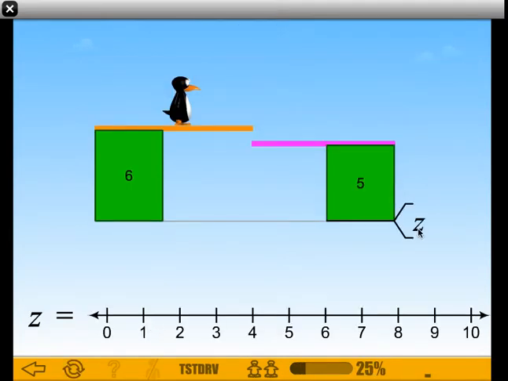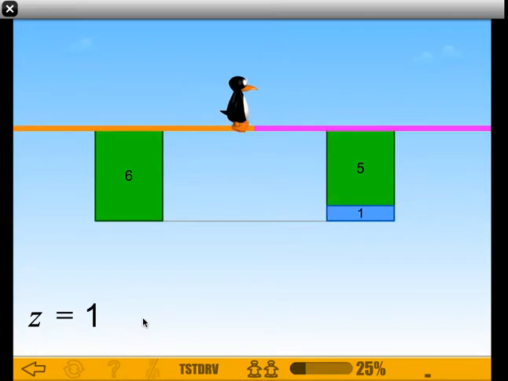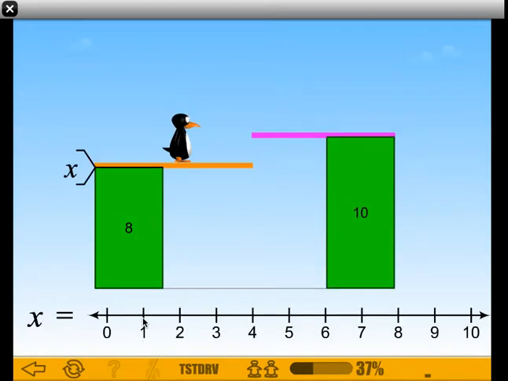Okay, so we want to know the value of z. If we have 5 and we want a total of 6, well, in this case, the value of z will be 1. So if we add 1 to it, it moves on up. And so that's how you would complete these puzzles.